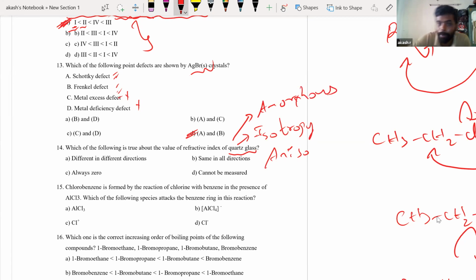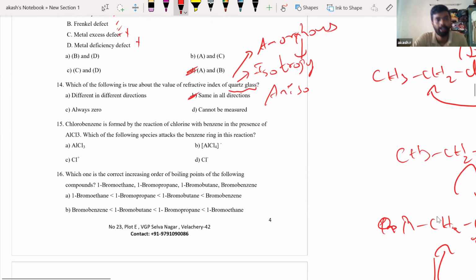So in an amorphous solid, what is happening? Isotropy will happen, is it not? Isotropy means irrespective of whatever direction you measure that particular quantity, it is going to give me the same value. So can I tell B is the answer to this question? Because it is showing isotropy, the refractive index will be the same in all possible directions. Okay, right, fine. Moving on.